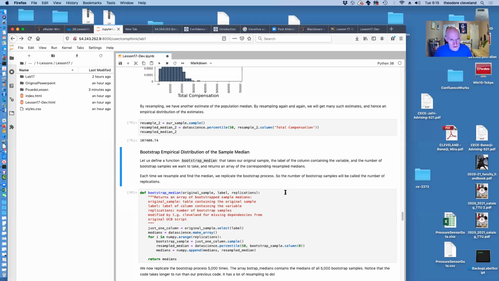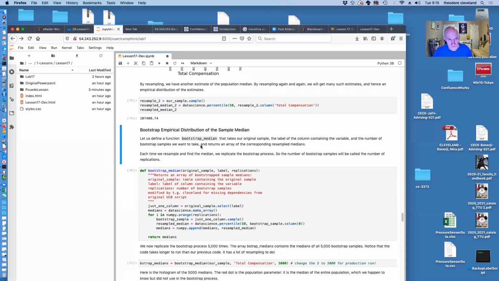We'll see. Let's define a function called bootstrap. This bootstrap is going to take an original sample. It's going to have label, and it's going to have replications as inputs. And let's see what the documentation tells us. Returns an array of bootstrapped sample medians.